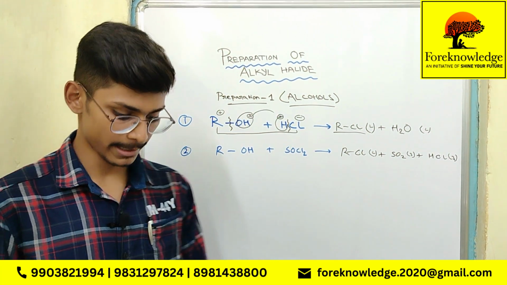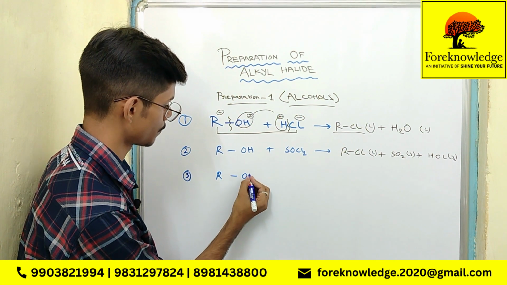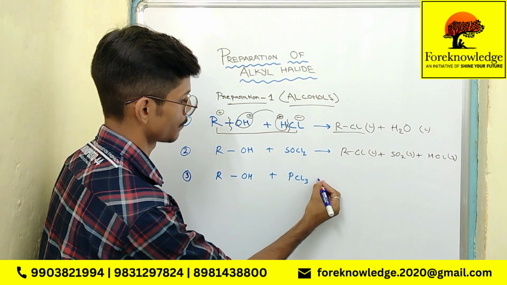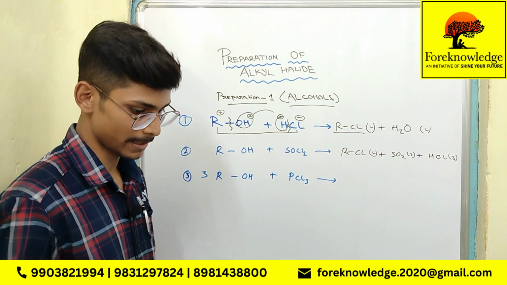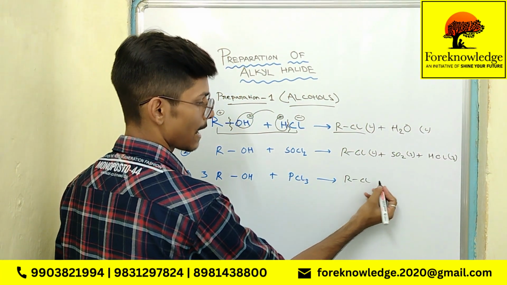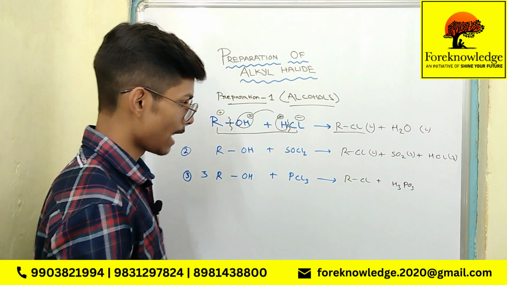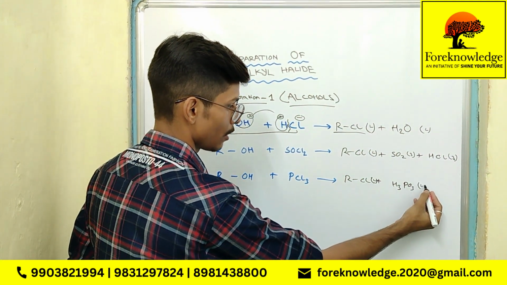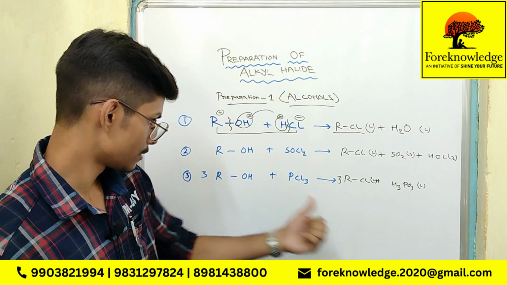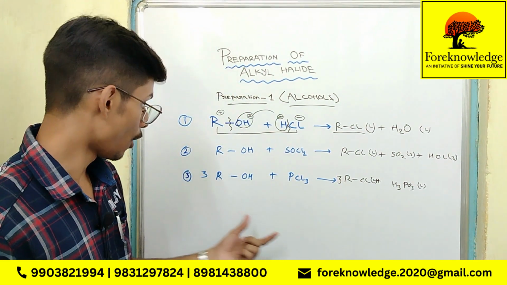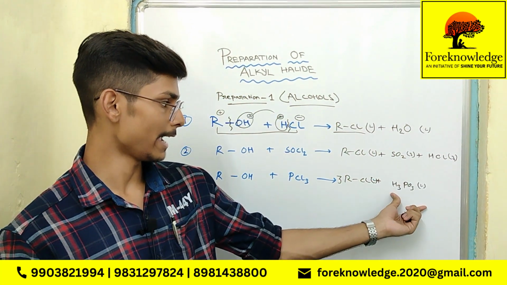Now, next reaction is reacting an alcohol with PCl3. Now, reacting alcohol with PCl3, we will get obviously RCl along with H3PO3. Okay, and this will be in liquid form and this will also be in liquid form. I hope it is balanced. Yeah, it is balanced. So on reacting PCl3 with ROH, that is an alcohol, we will get RCl and H3PO3.